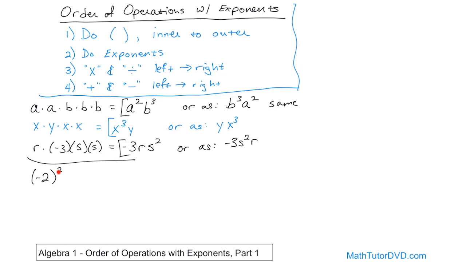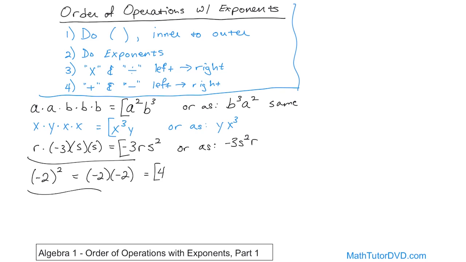So then the next thing you do is exponents. Now you have an exponent, so you have to handle that. And so what you really have here is negative 2 multiplied by negative 2. Make sure that you understand that this squared is just this number multiplied by itself 2 times. Now what is negative 2 times negative 2? 2 times 2 is 4, and negative times negative is positive, so this actually is a positive 4. So that's how you would solve that problem.